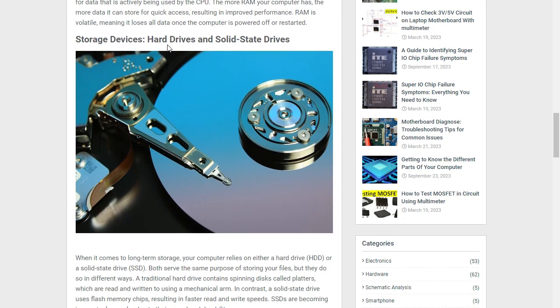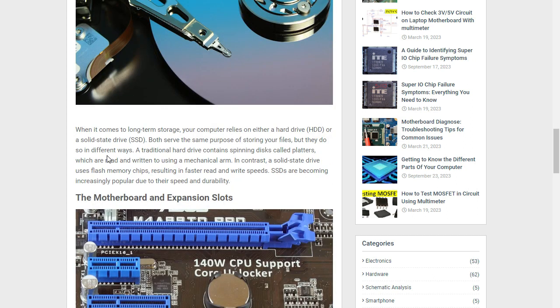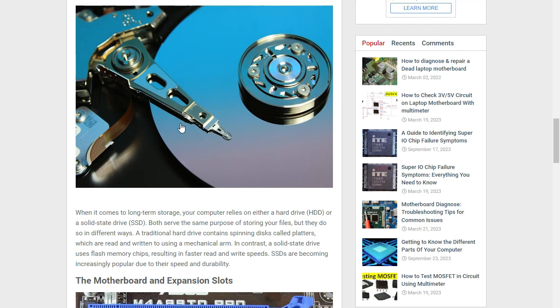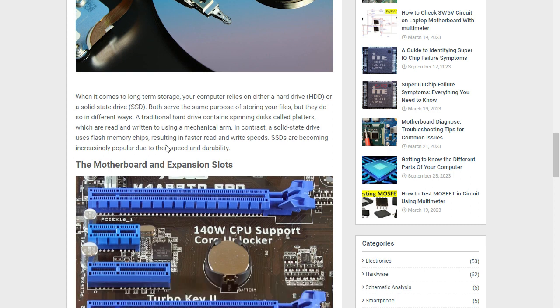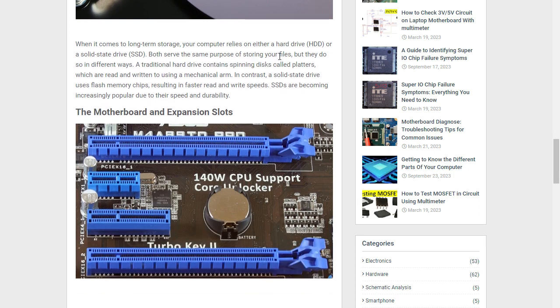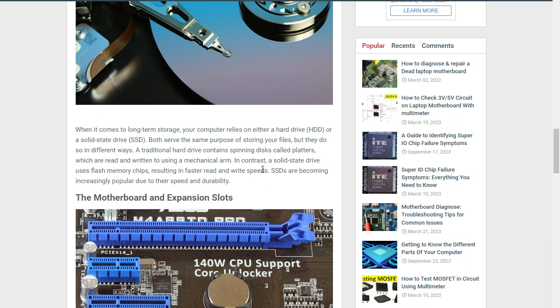Then we have the storage devices, hard drive or solid state drive. When it comes to long-term storage, your computer relies on either a hard drive or a solid-state drive. The hard drive has mechanical parts, and the solid-state drive has no mechanical parts. Both serve the same purpose of storing your files, but they do so in different ways. A traditional hard drive contains spinning disks called platters, which are read and written to using a mechanical arm, as you can see over here. In contrast, a solid-state drive uses flash memory, exactly like the RAM chip, resulting in faster read and write speeds. SSDs are becoming increasingly popular due to their speed and durability.